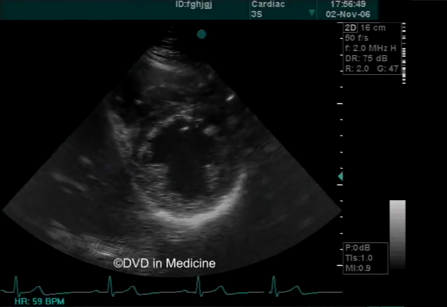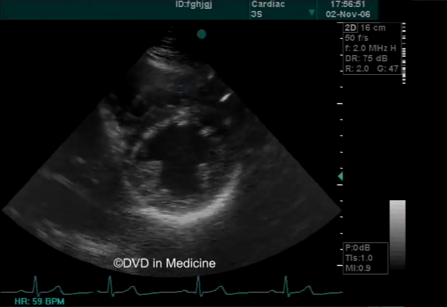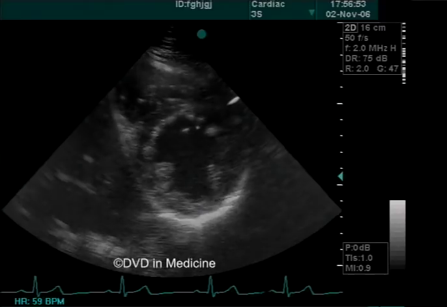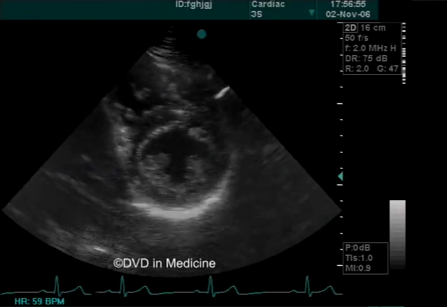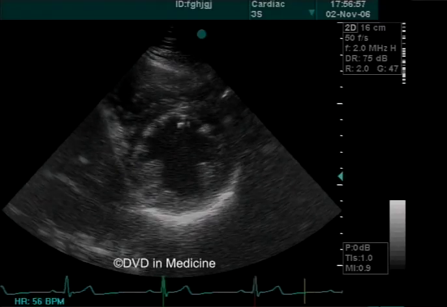One can see papillary muscles as two round echogenic masses that are situated near the left ventricular wall. Different patients have different positions of papillary muscles. One of the papillary muscles is posteromedial and the other anterolateral.